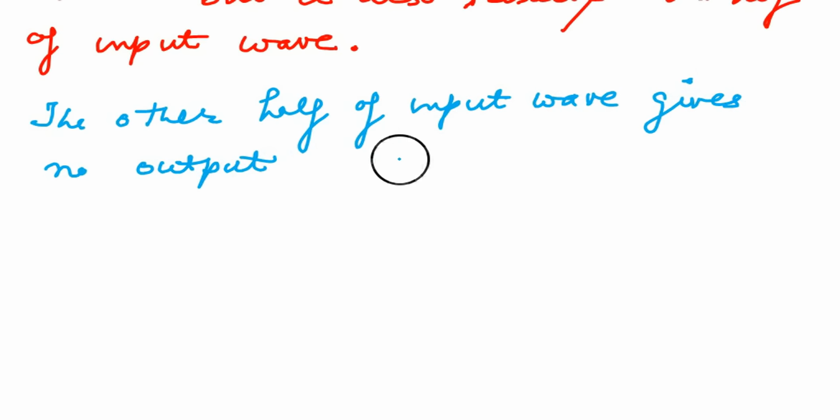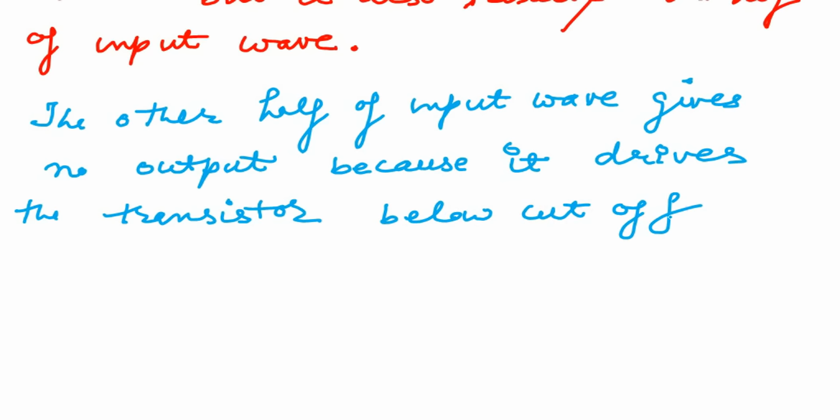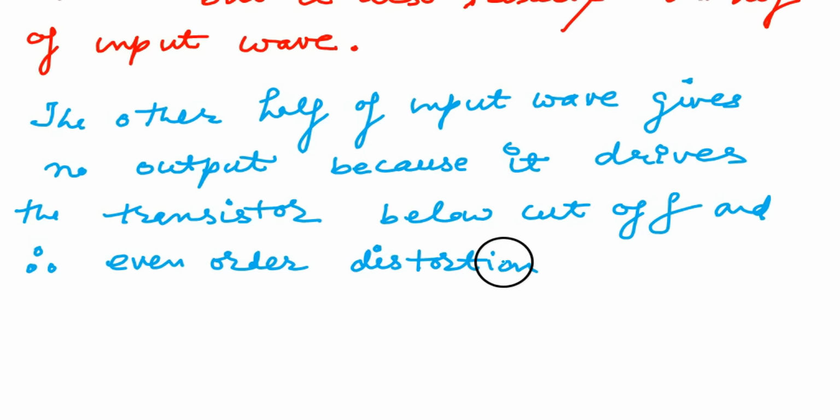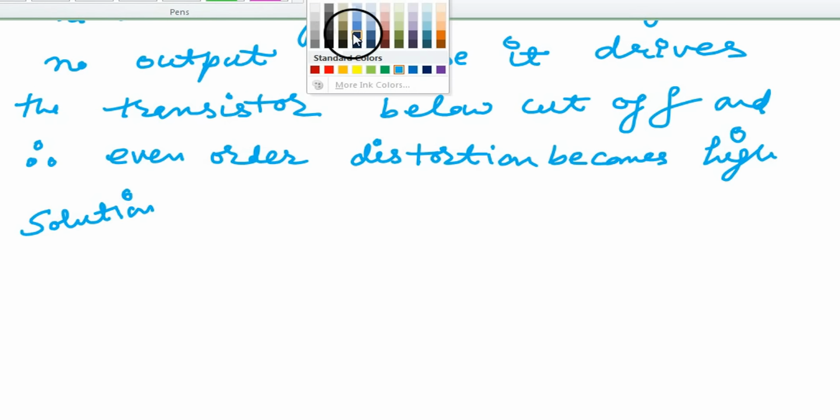One half is converted to the collector current, but for the other part of the signal there is no output, because it drives the transistor below cutoff. And therefore, even order distortion becomes high. So in class B operation, even order distortion becomes high.